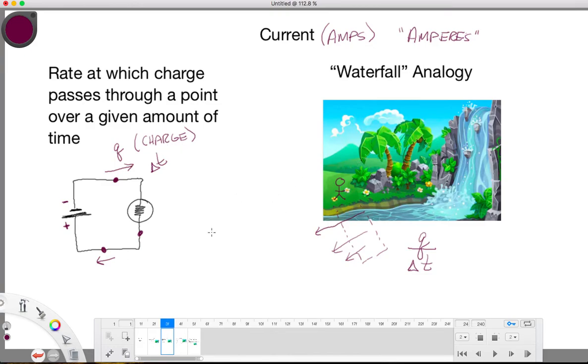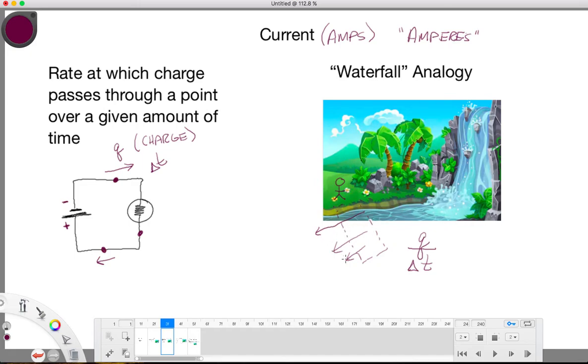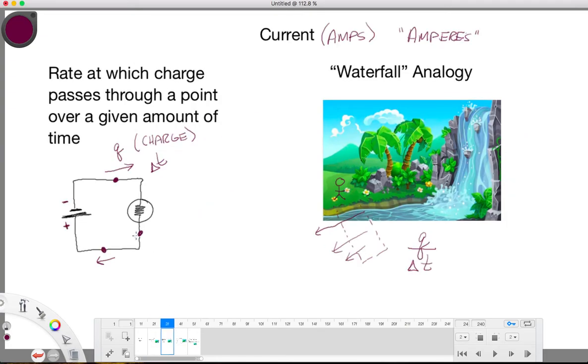Just to make the connection, as we said before, voltage is kind of like the height of the waterfall. Well, the higher the height of that waterfall, the faster water will be flowing through a given section. So just like the higher the waterfall, the faster the current, and the lower the waterfall, the slower the current. The higher the voltage, the faster the current in the circuit, and the lower the voltage, the slower the current. So like I said, I'm going to keep making those connections back and forth.